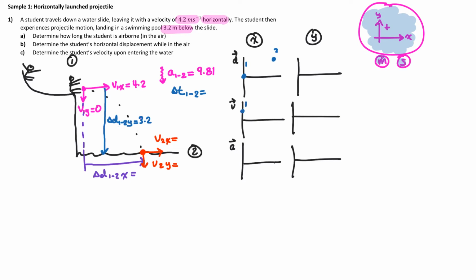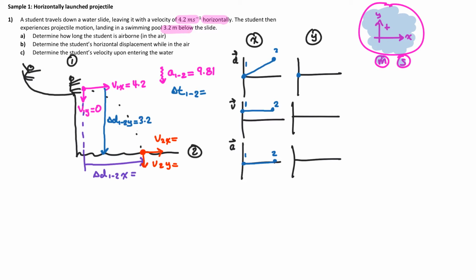Velocity isn't changing. Velocity is staying the same in the x direction because there's nothing to slow it down in that direction. And that would mean that the position is also changing consistently and there is no acceleration in the x direction. Fantastic.